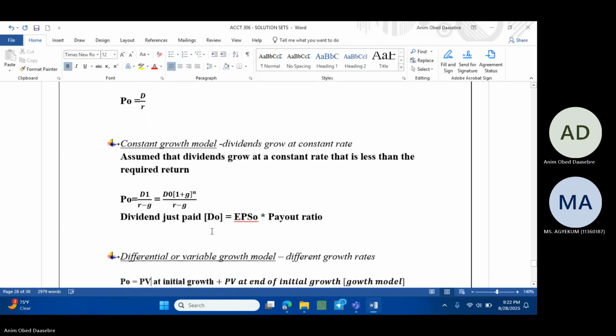Right. In some cases, if they don't give you your D0, the old dividend or the previous dividend, that is the dividend that was just paid, you can use this formula to compute your dividends.